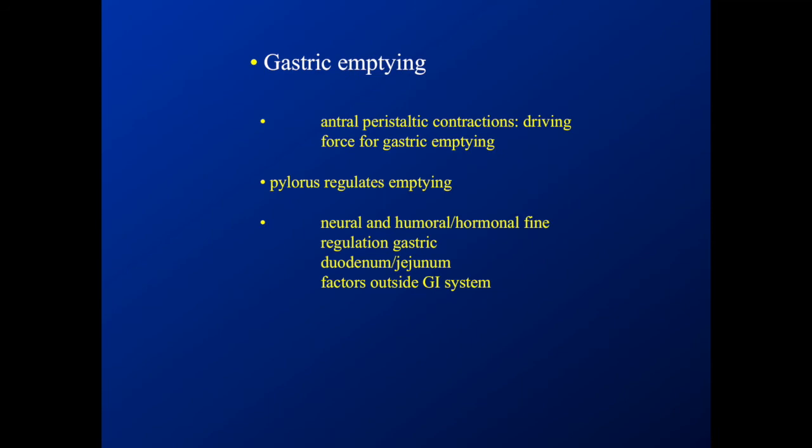Gastric emptying is stimulated or controlled by antral peristaltic contractions that drive the bolus towards the pylorus, and then the pylorus will relax briefly to allow a small amount of the gastric milieu to be pushed into the duodenum. And this is controlled by neural and humoral, hormonal fine regulation from factors that are produced in the duodenum and the jejunum, and also it can be controlled by factors outside the GI system as well.